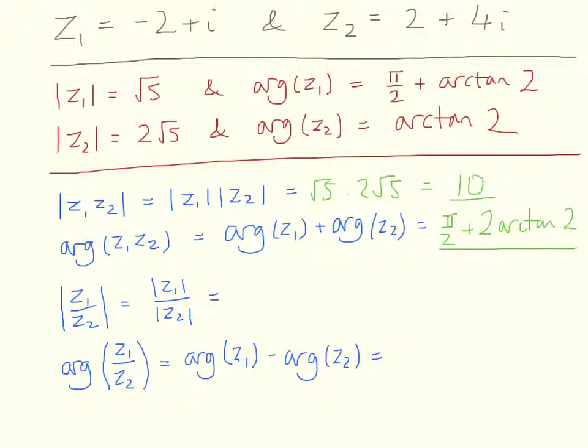For the quotient, the modulus of the quotient is the quotient of the moduli, so that's root 5 divided by 2 root 5, that's a half. And then of course when we're doing the argument of the quotient, it's the difference of the arguments, so that's just going to be pi by 2.